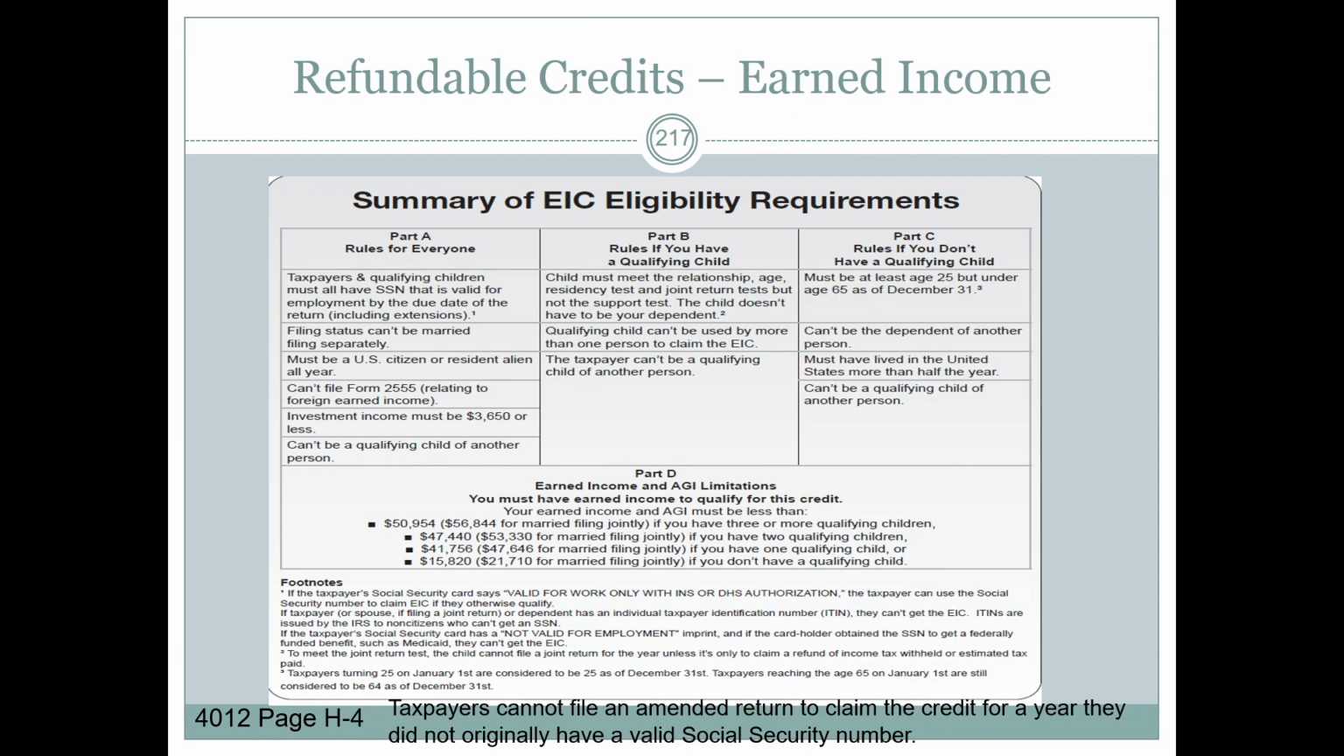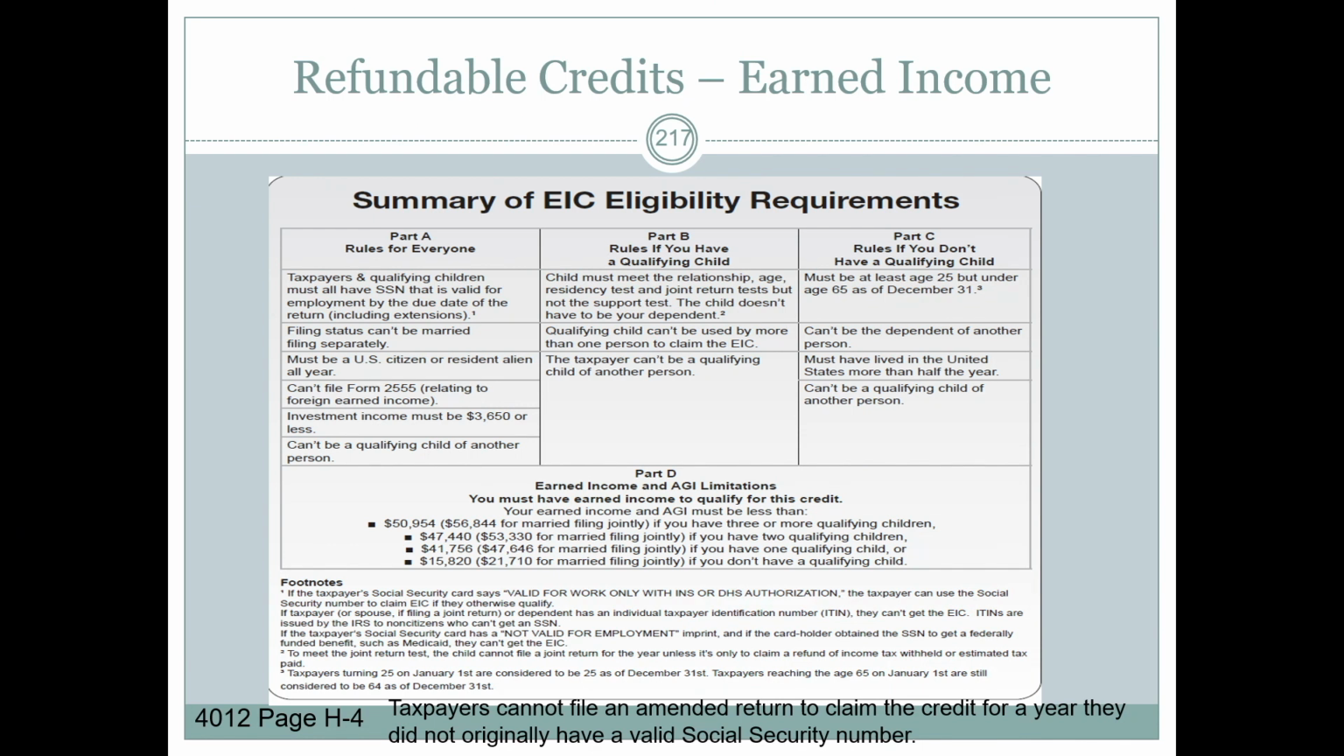Now, Part B, rules if you have a qualifying child. The child must meet the relationship, age, residency test, and joint return test, but not the support test. The child does not have to be your dependent. Qualifying child can't be used by more than one person to claim the earned income credit. The taxpayer can't be a qualifying child of another person.